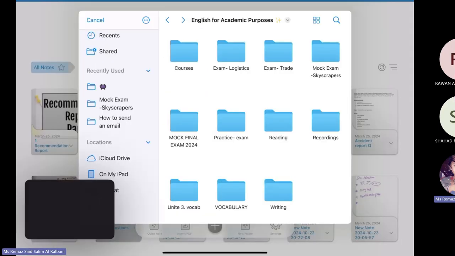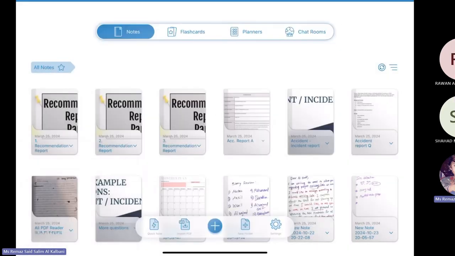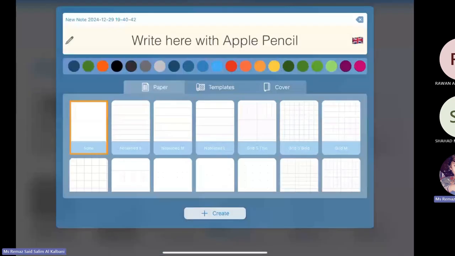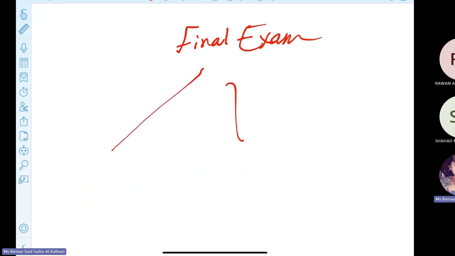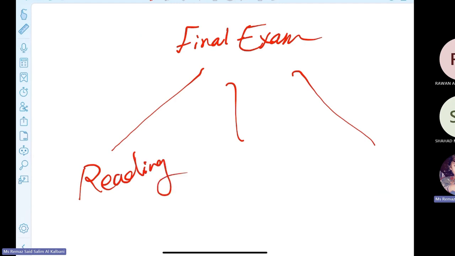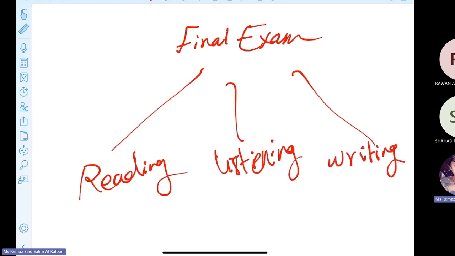Inshallah, there will be 3 parts. Okay. You will have reading, you will have also listening and writing. Okay. Reading, that I already taught you how to understand and answer the questions.